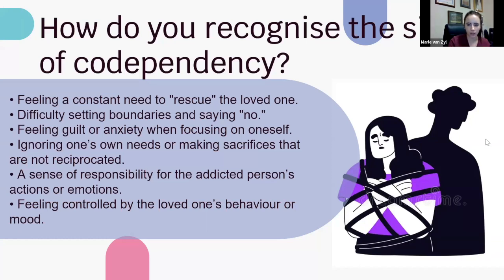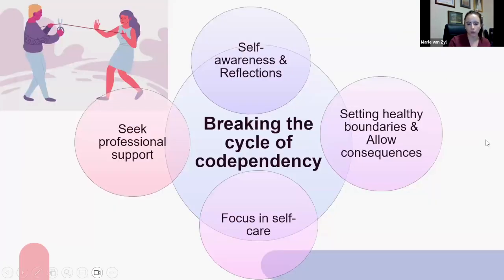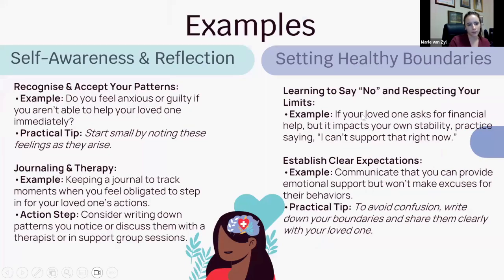We move on to breaking the cycle of codependency. So we're going to look at self-awareness and reflections, setting healthy boundaries and allowing consequences, focus on self-care, and seeking professional support. Okay, so we start with self-awareness and reflections. It's important to recognize and accept your patterns.